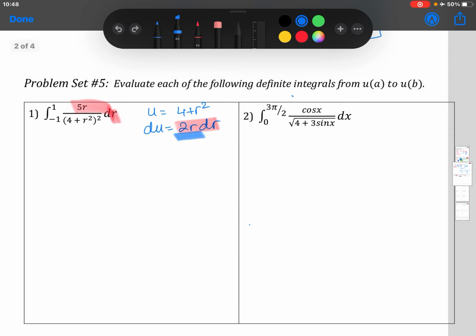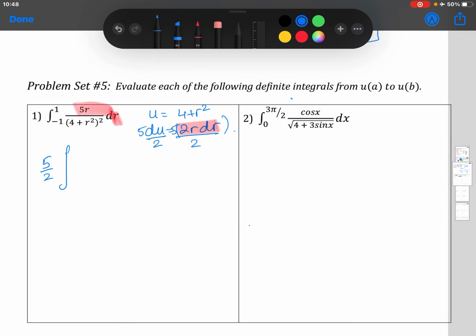So I'm going to divide by 2 and multiply by 5, right? So that would be 5 halves, right? I can pull that out, and then I'm not going to use those bounds because we have not yet determined that. That would be just du and 1 over u squared, right? Do we agree?